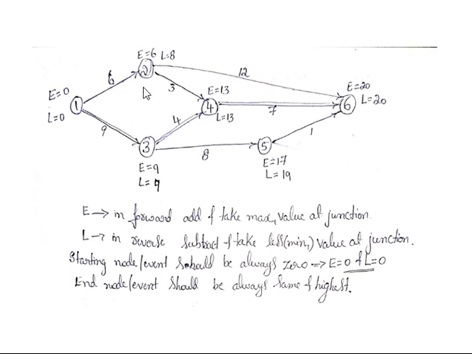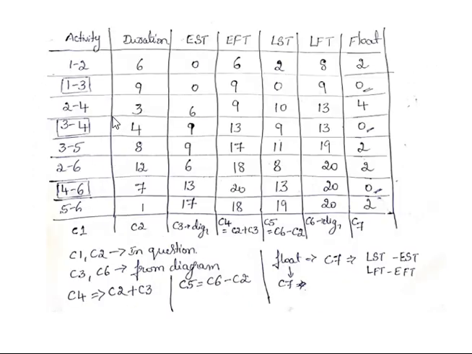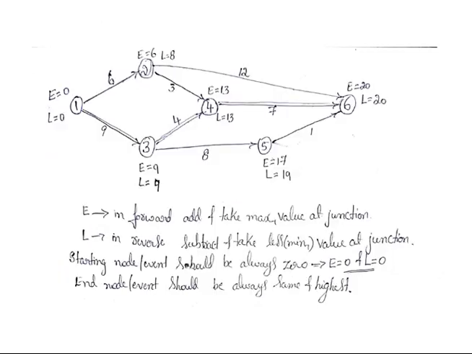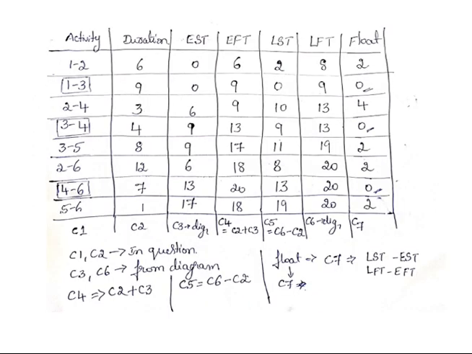2 to 4 means its starting point is going to become 6. That means the 2 to 4 value is going to become 6. 3 to 4 means its starting point is going to be this one, that means its E value is going to become 9. So that 9 we need to write down. Likewise, we need to write down for all of them.